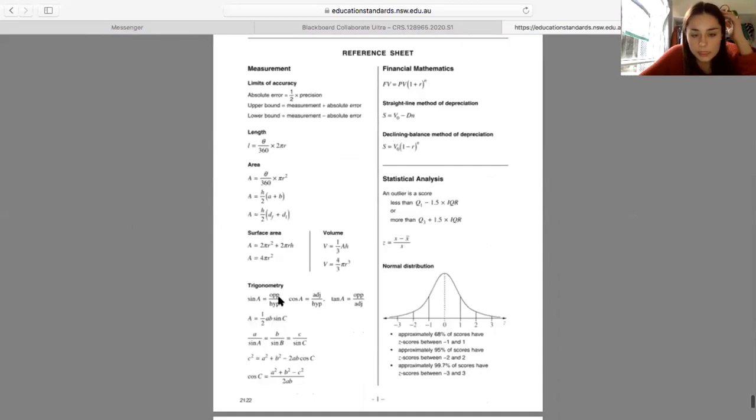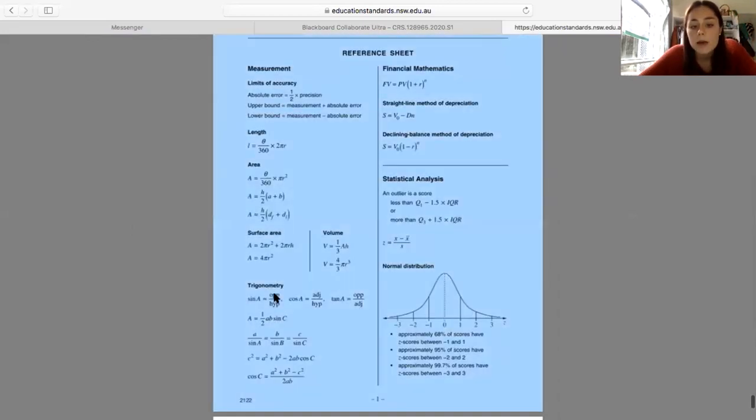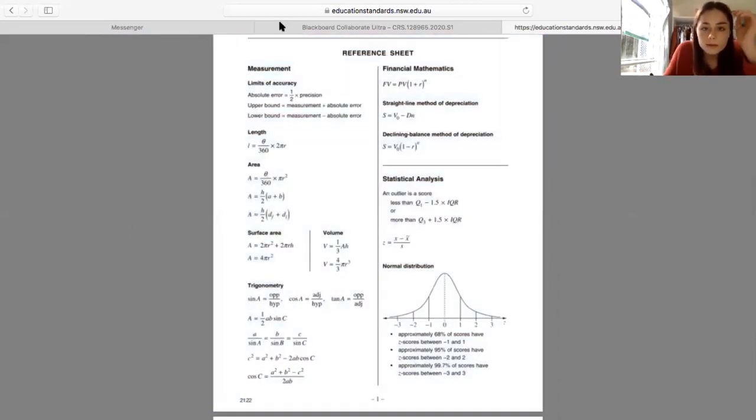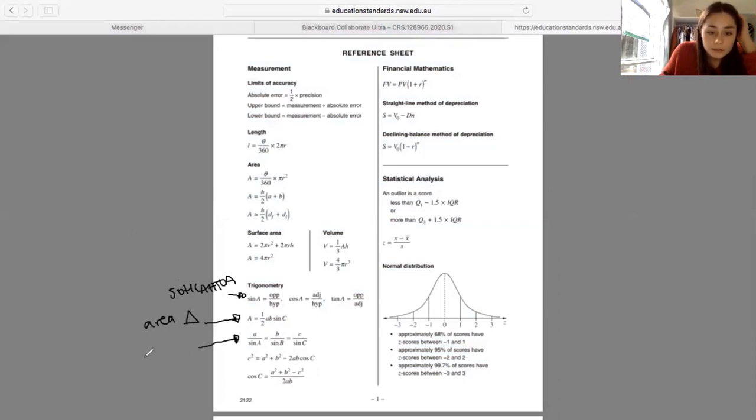So here's the trig part. This part here is the SOHCAHTOA part, so it's already got it all set out for you. Then this one's the area of the triangle one. Then this one here is just your sine rule, the one where you do it like that.